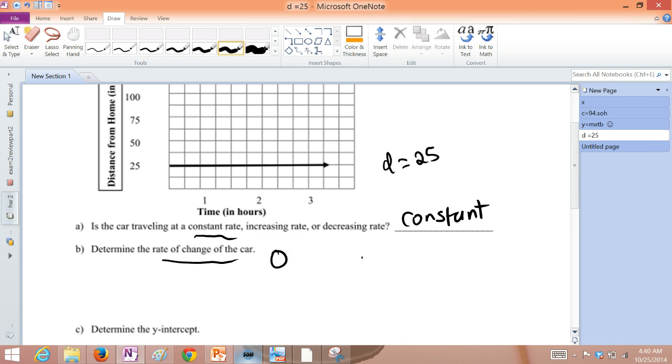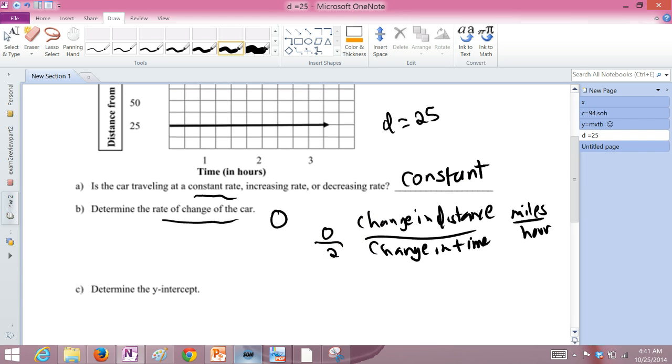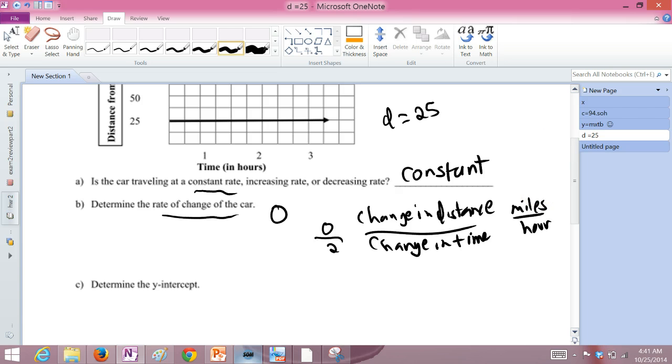The rate of change is the change in distance, in this case, divided by the change in time. Right? Miles per hour it'd be in. But there's no change in distance. And time changes to be whatever you want it to be. So, say from time 1 to 2, there's no change in distance. From time 1 to 3, 2 hours pass and you didn't change your distance. That's why the rate of change is zero.